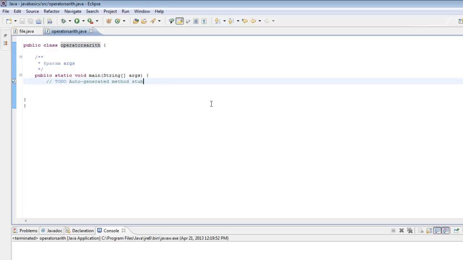Now let us see the operators in Java. Let's start off with the arithmetic operators. Now in the arithmetic operators we have plus, minus, divide, multiply and the modulus operator.